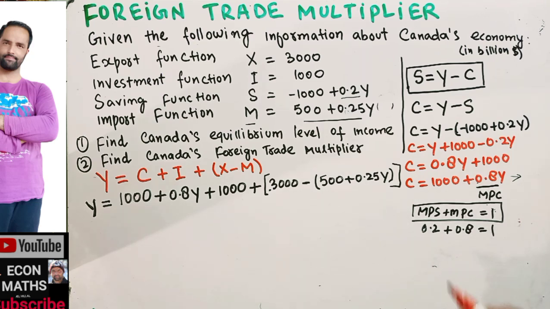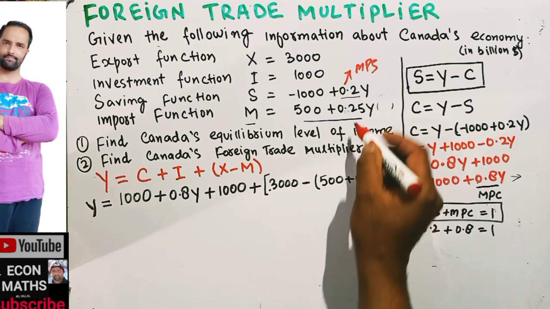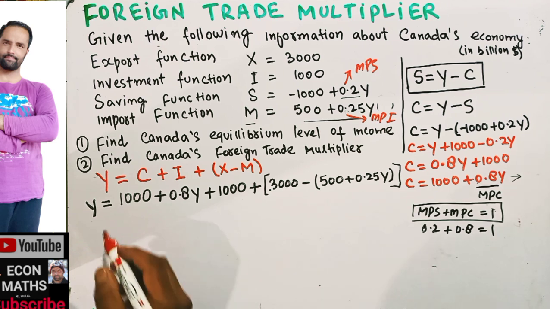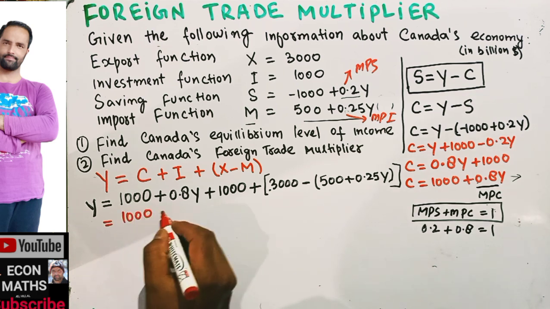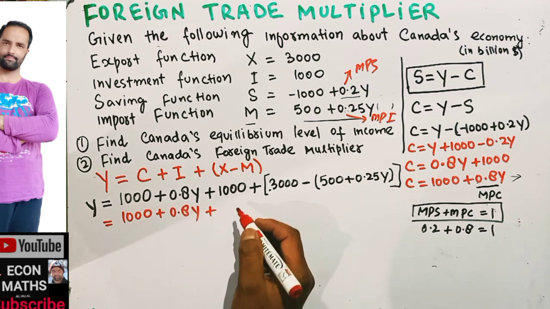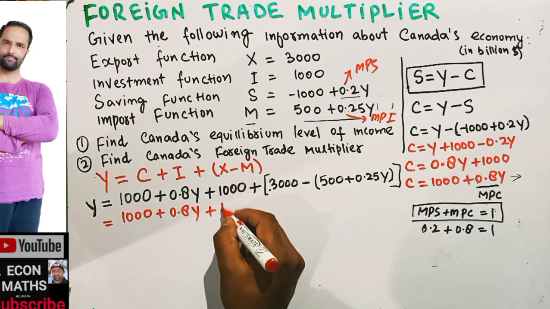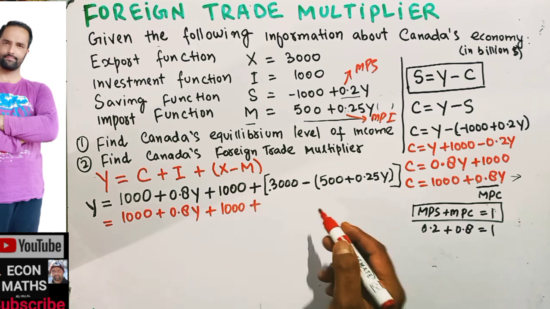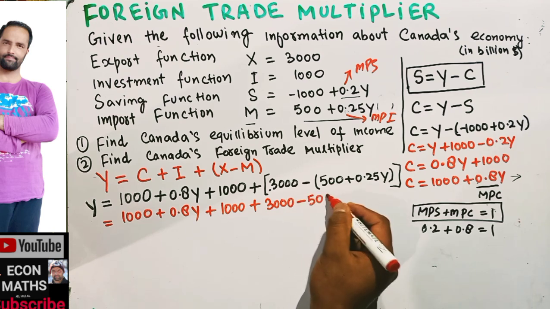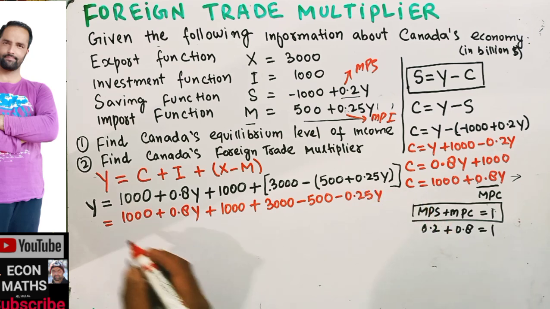So let me write this here. This is our marginal propensity to save, and this is our marginal propensity to import, MPI. Okay, now let's try to solve this out. So we have 1000 plus 0.8y, plus again 1000, plus 3000 minus 500. So this minus will be multiplied to each of these terms. So we have 0.25y. Okay, solving further.